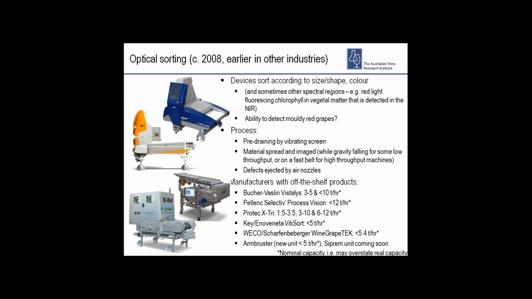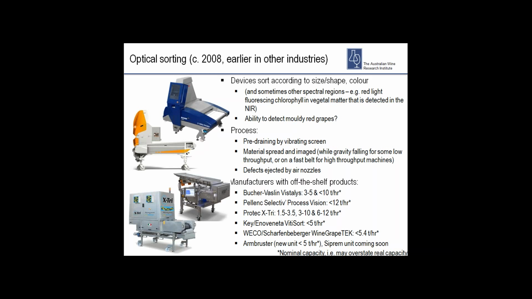With optical sorters, there's generally a pre-draining screen to get rid of any of the juice, after which the material is then spread out and imaged. With some of the lower throughput machines, this might be done while they're falling by gravity, while on some of the higher throughput machines, and even some of the low throughput machines as well, they're separated using a fast belt, and they're imaged on the belt.